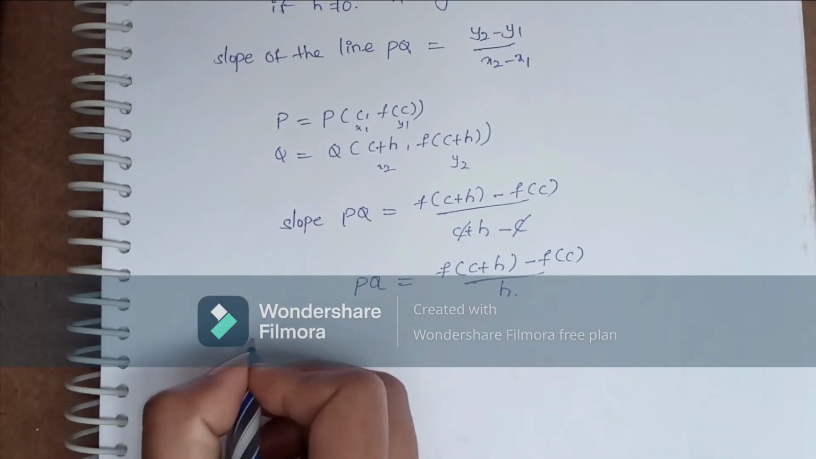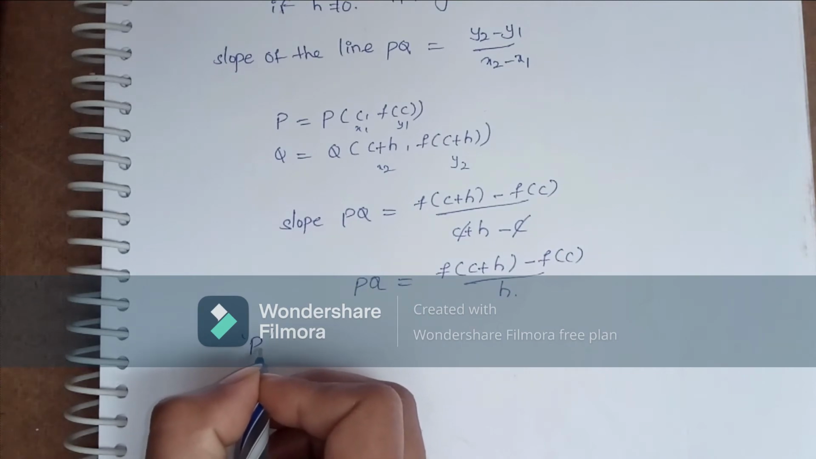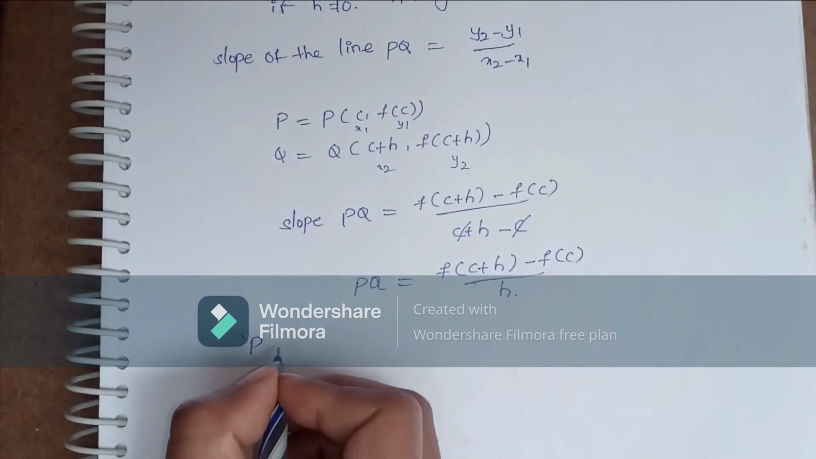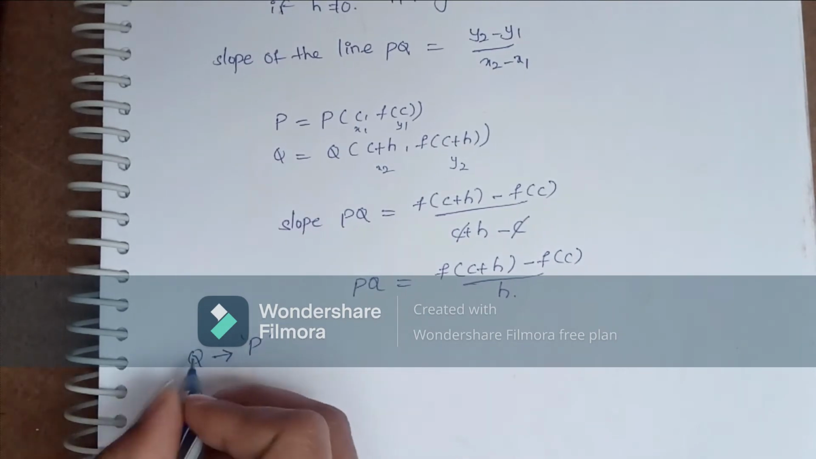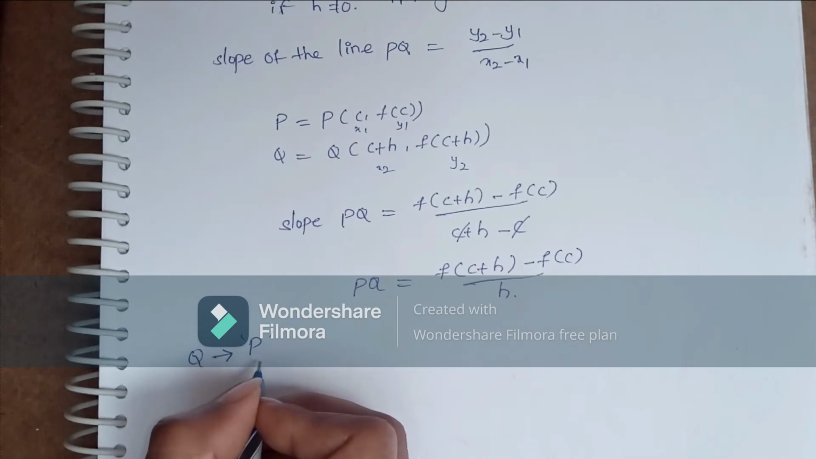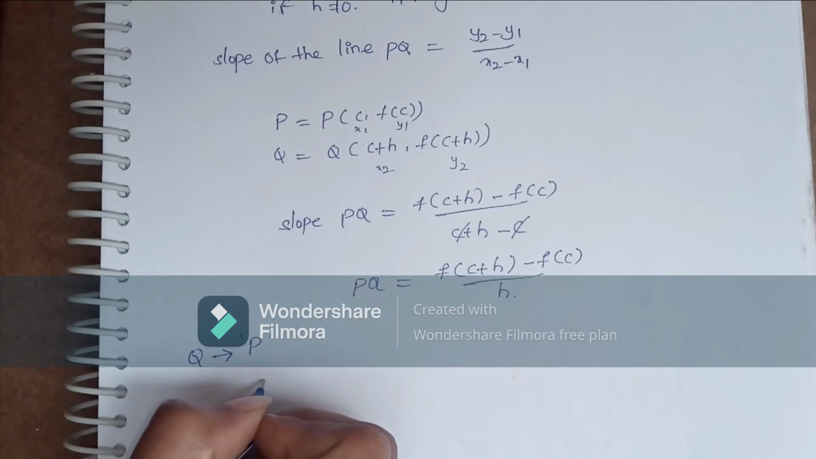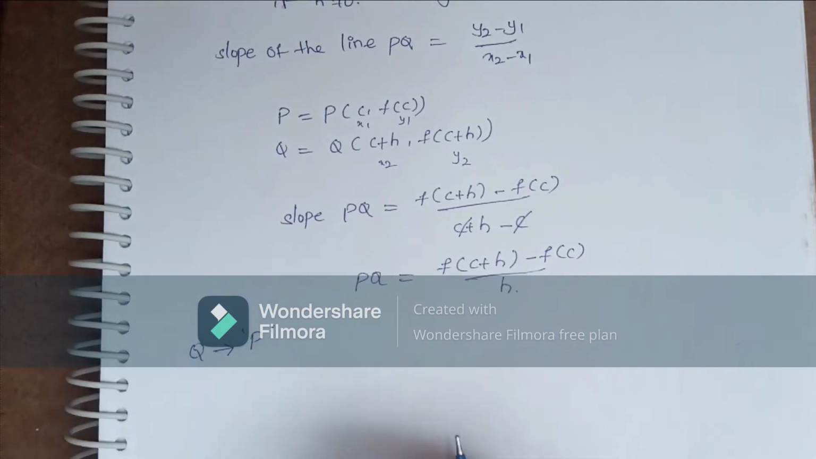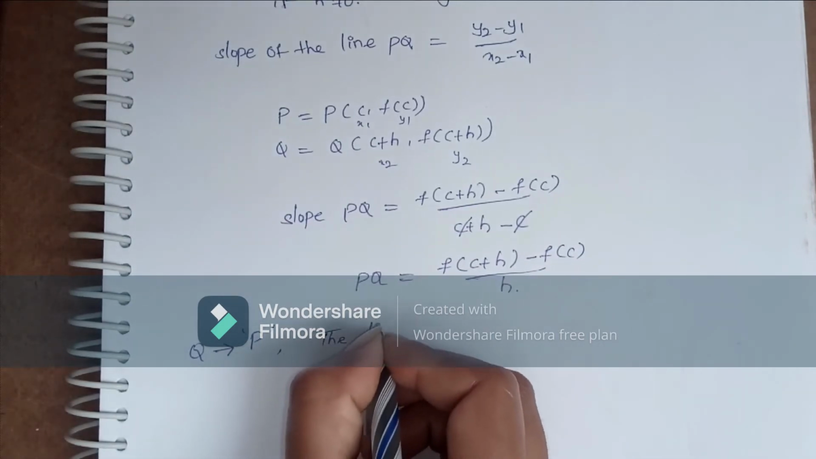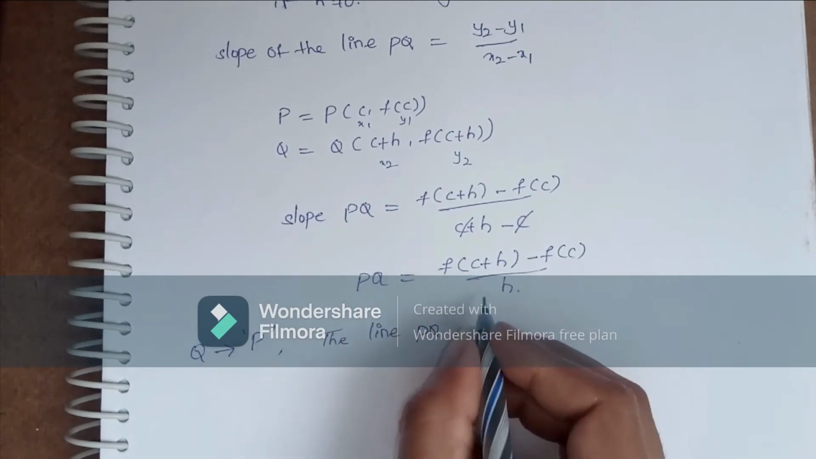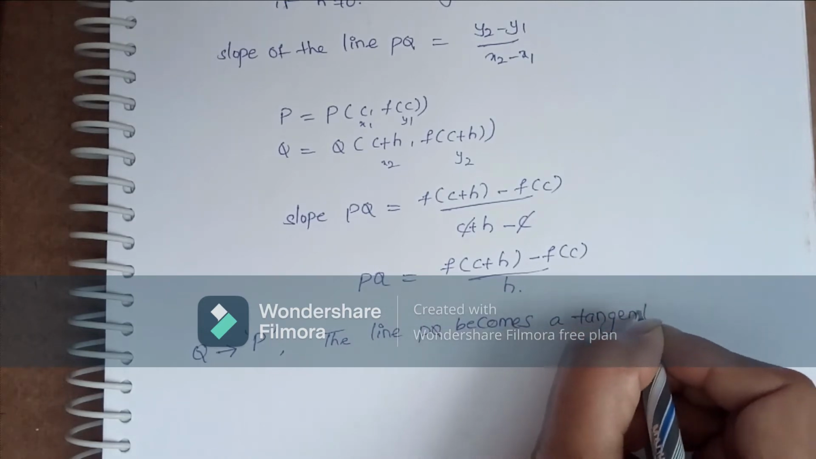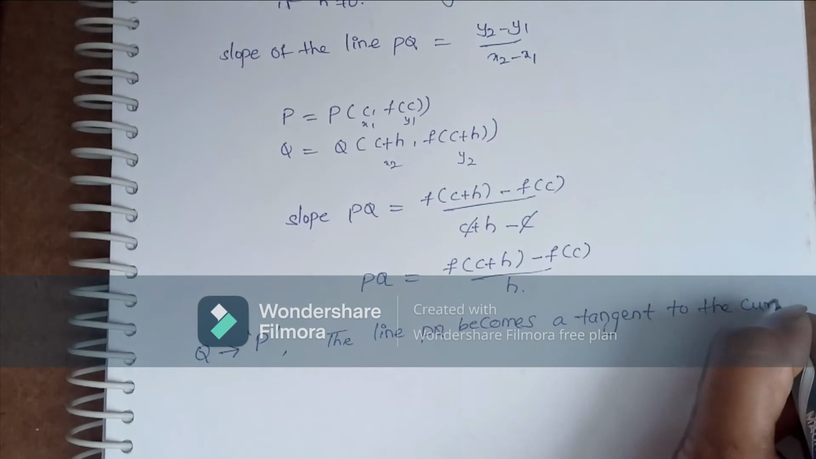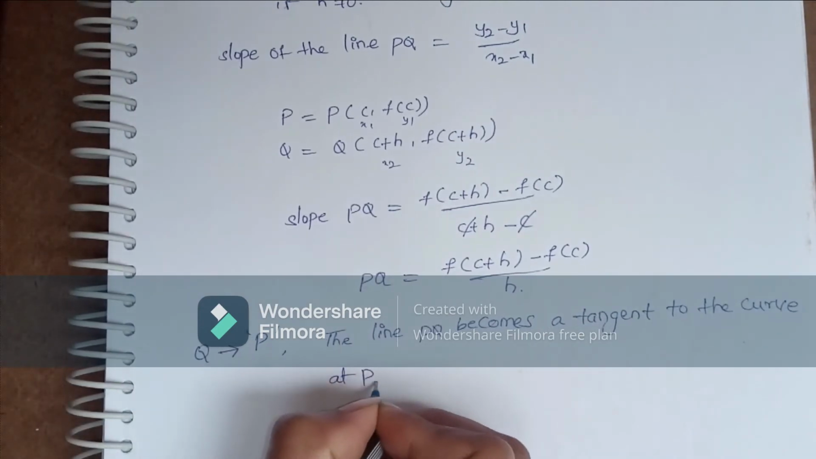Now if we hold point P fixed and let Q approach P closer and closer, the value of the slope varies. In this position, the line PQ becomes a tangent to the curve at P.